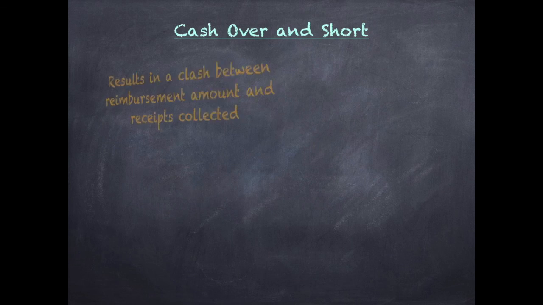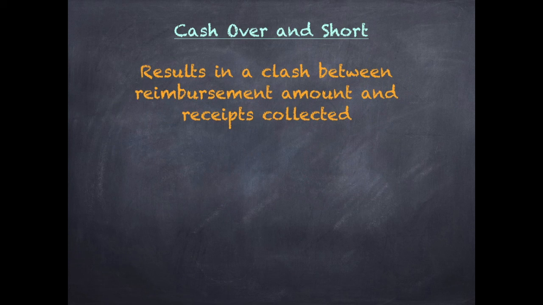In the period of the reimbursement, problems might arise. Cash over and short will result in a clash between the reimbursement amount and the receipts collected. In cash over and short, debit increases expense and credit decreases expense.